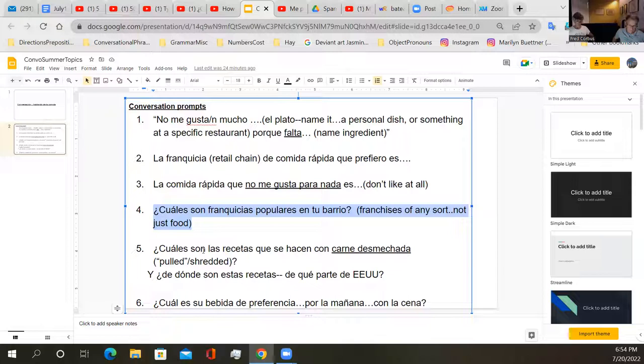Hay otra franquicia. Otra franquicia muy popular en mi barrio es UPS Store. ¿Qué es UPS Store? UPS Store es como un correo, ¿no? Es un lugar para enviar paquetes.